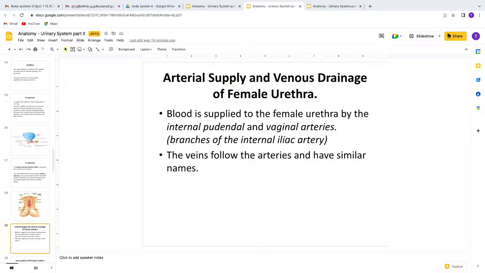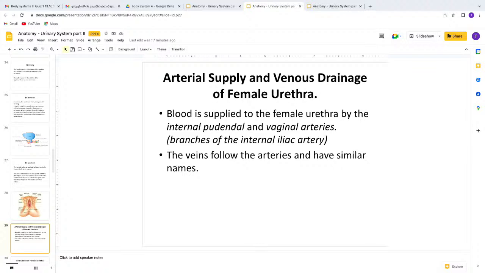Questions regarding this more? Okay, so one more thing to remember in this topic, it is really important to know that women have a shorter urethra than men. Yeah, and we will explain why after finishing several more slides. So now talking about the arterial supply and venous drainage of the female urethra.